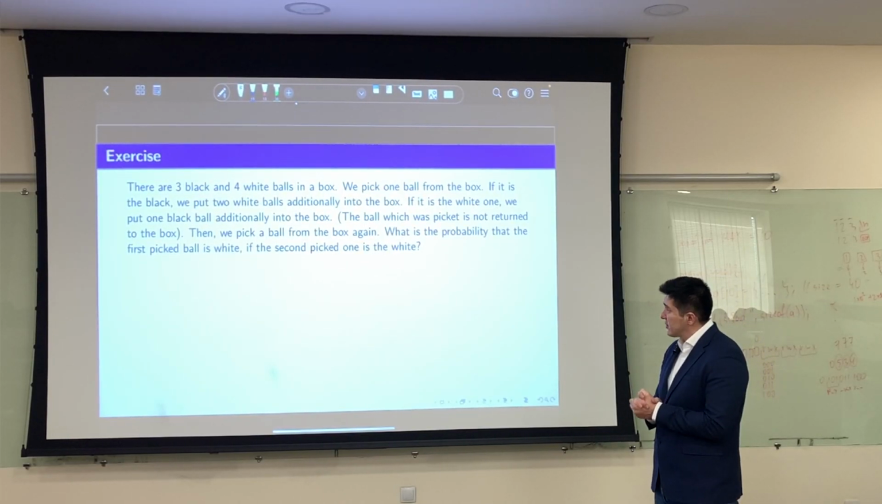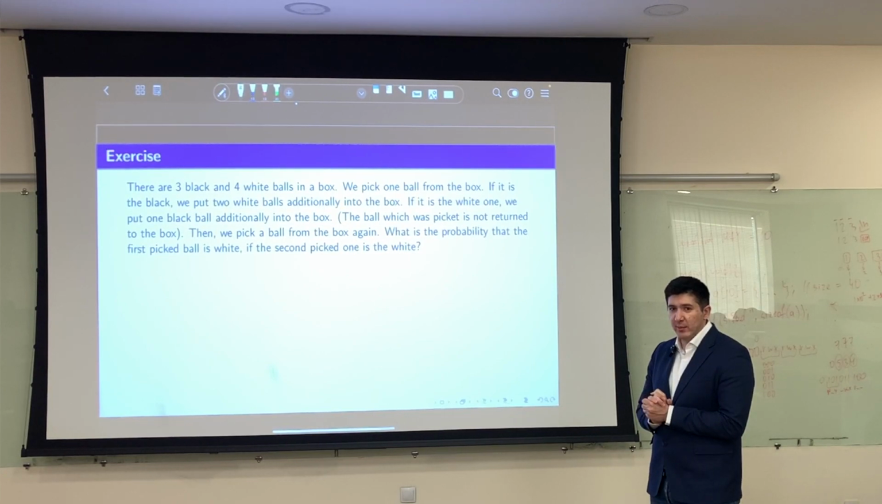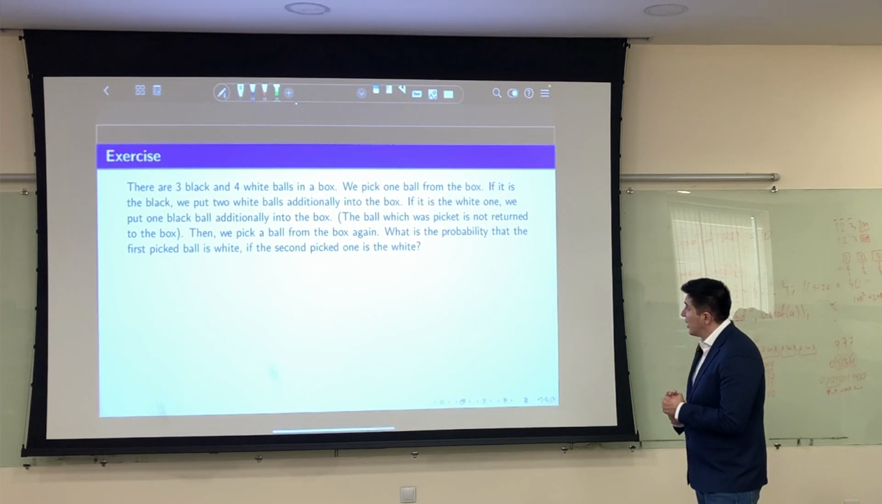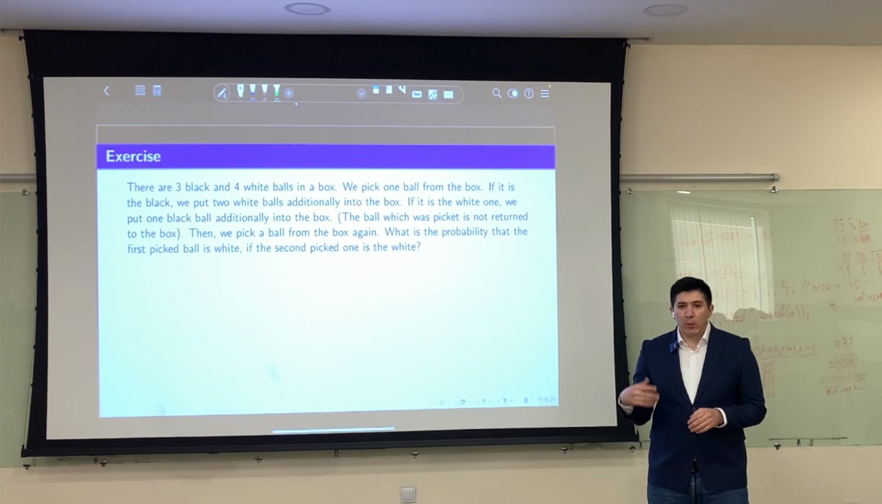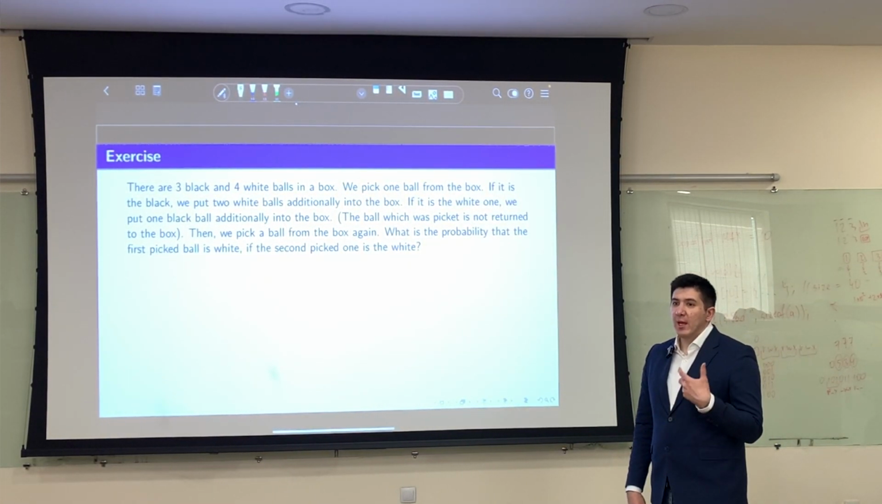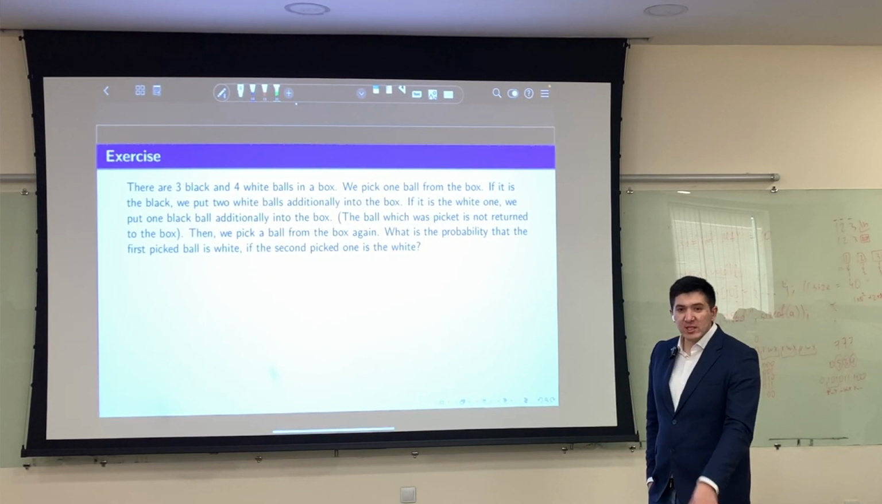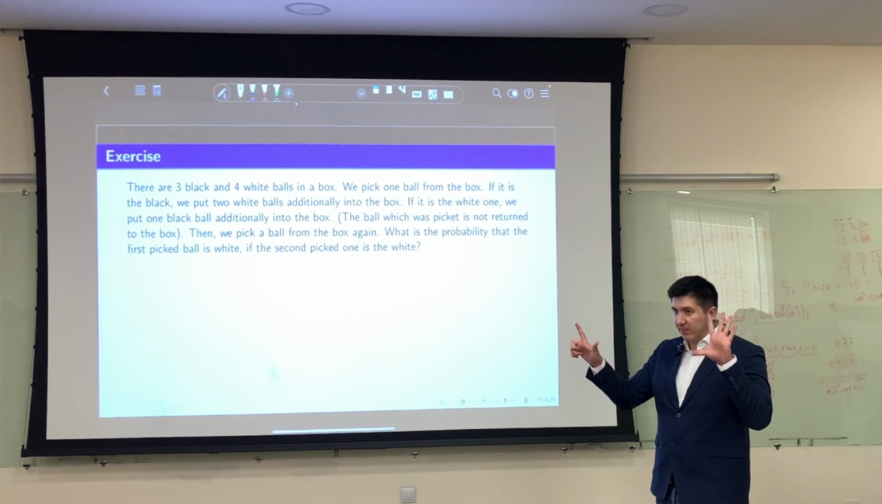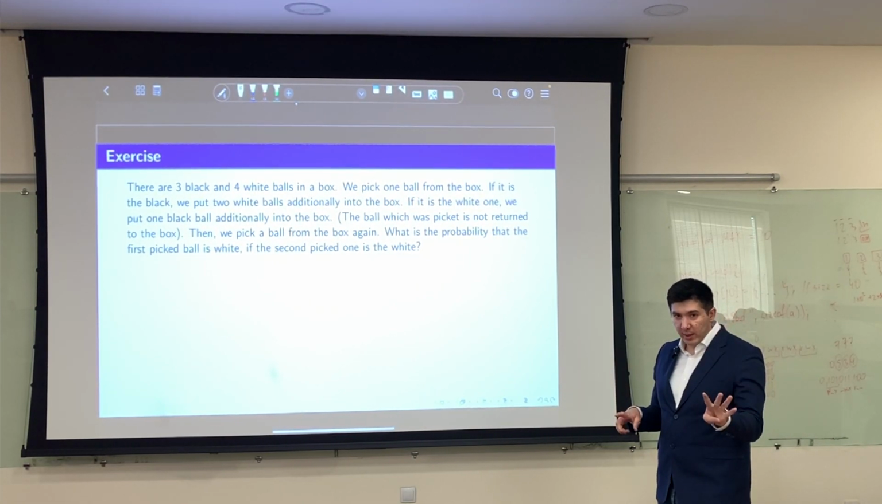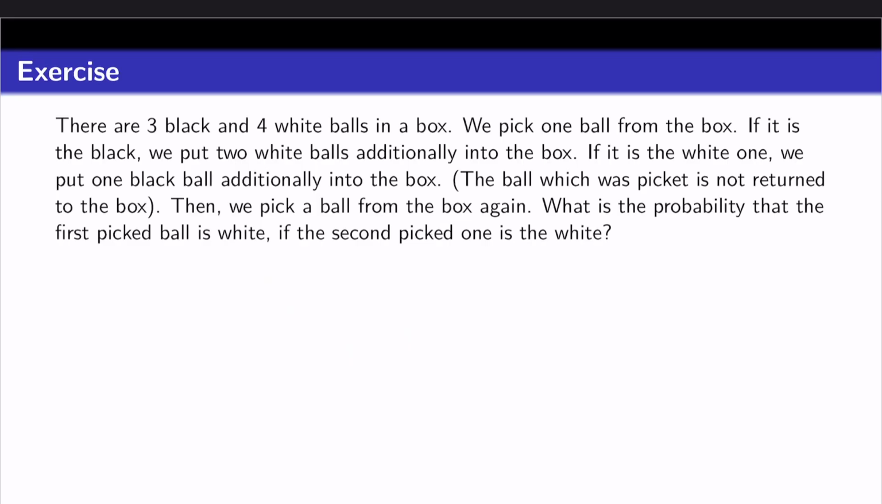So there are 3 black balls and 4 white balls in the box. Please read this carefully. We are going to choose 2 balls. When we choose the first ball, whether it is white or black, there are 7 balls in the box, 3 of them black, 4 of them white. Should I draw this? It is going to be difficult for me to draw the white ones, so 1, 2, 3, 3 black ones, and let me draw the white ones as blue. 4 white ones, or 4 blue ones.